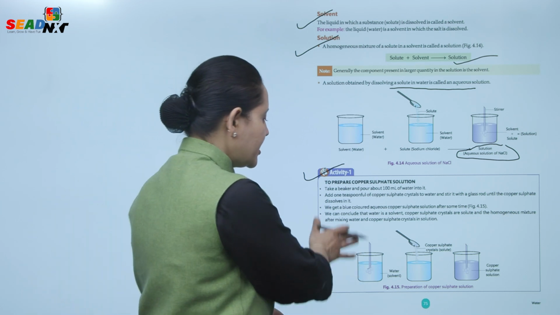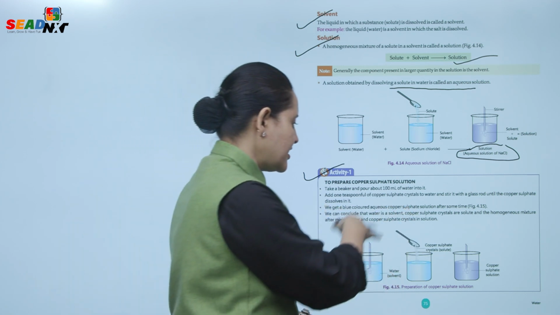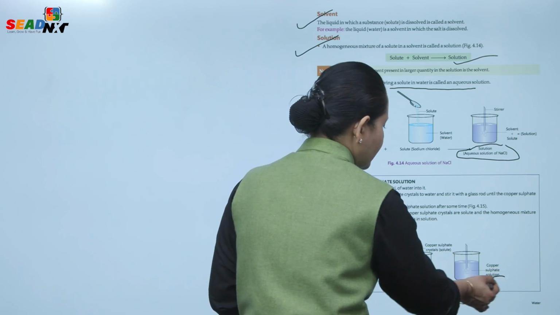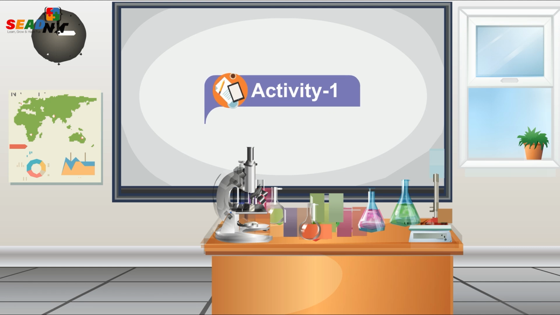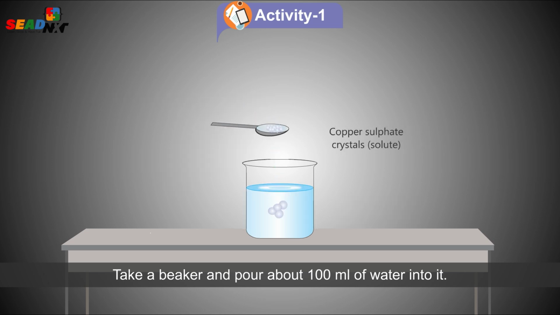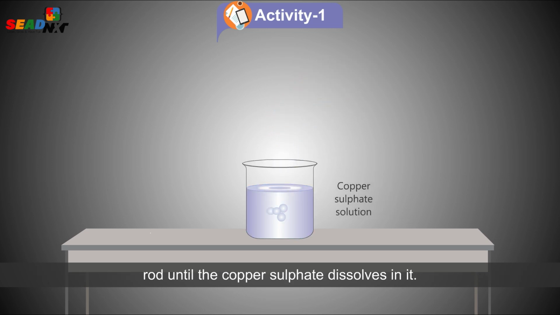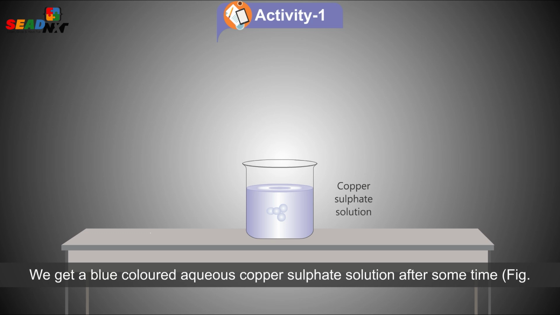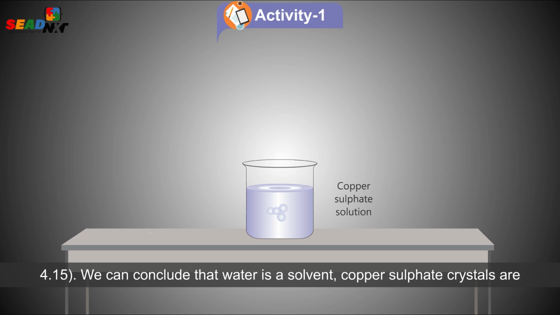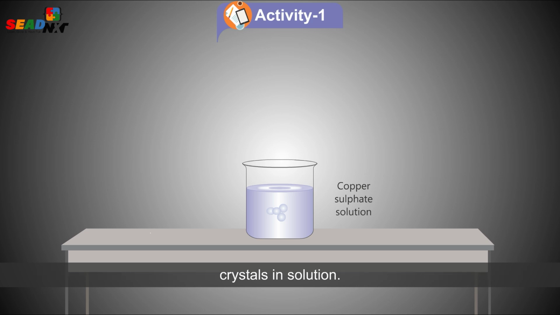Here first we have taken water, that is a solvent, we added copper sulfate crystal into it, that is a solute. When we stir it and mix it together, the copper sulfate solution is formed. Activity 1. To prepare copper sulfate solution. Take a beaker and pour about 100 ml of water into it. Add 1 teaspoonful of copper sulfate crystals to water and stir it with a glass rod until the copper sulfate dissolves in it. We get a blue-colored aqueous copper sulfate solution after some time. Figure 4.15. We can conclude that water is a solvent. Copper sulfate crystals are solute, and the homogeneous mixture after mixing water and copper sulfate crystals is the solution.